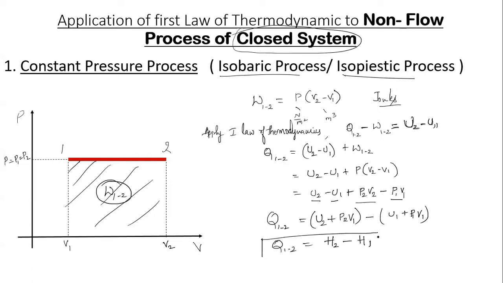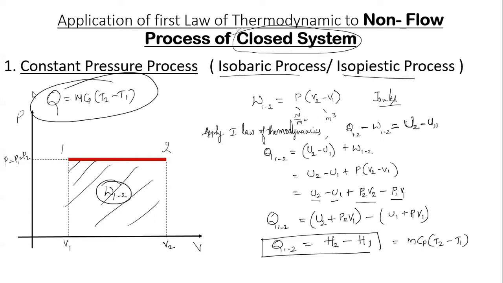Now very important, H2 minus H1 is also mCp (T2 minus T1). Therefore, directly for a constant pressure process, I can write Q is equal to mCp (T2 minus T1). This is the heat transfer for the isobaric process or a constant pressure process. This is the work transfer. What we found after applying the first law of thermodynamics is the Q expression for a constant pressure process. Or else in another term, it is H2 minus H1.